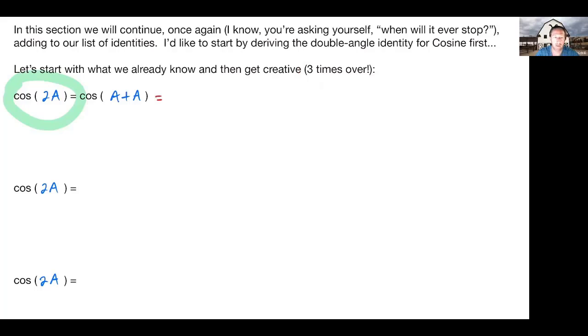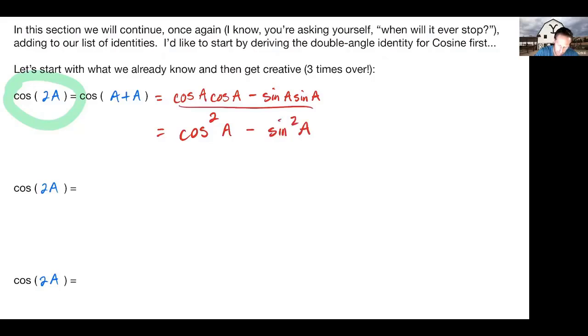I'm going to rewrite cosine of a plus a as its identity, which is cosine of the first, cosine of the second angle, which again happens to be the same for this, and then minus the sine of a times the sine of the second angle, which also is a. So I can actually rewrite this as the cosine of something times itself is the cosine squared of that thing, minus sine squared. And that is one of our 3 derivations.